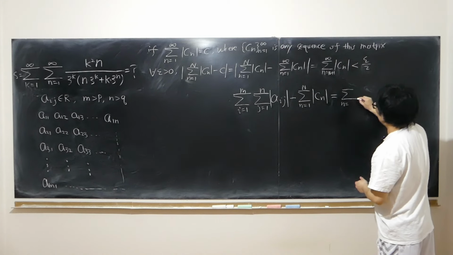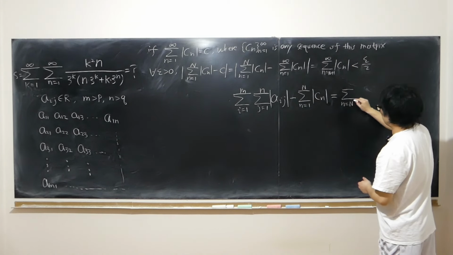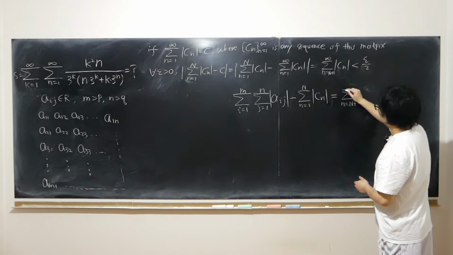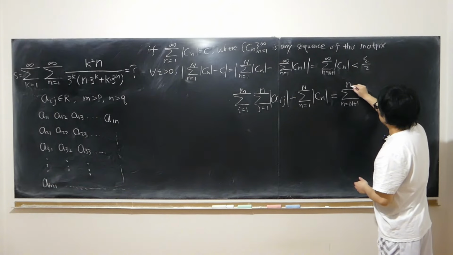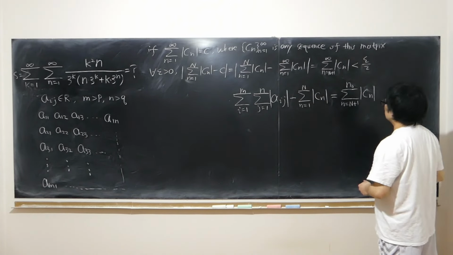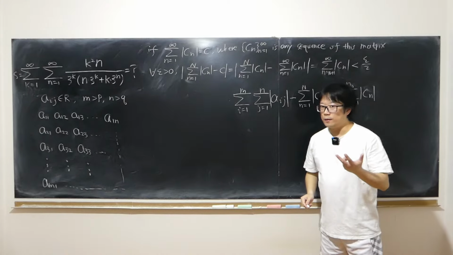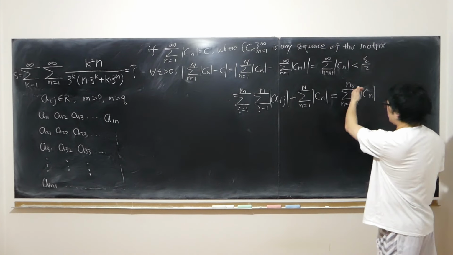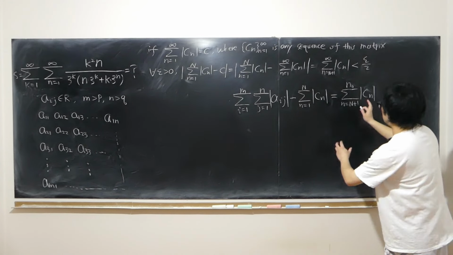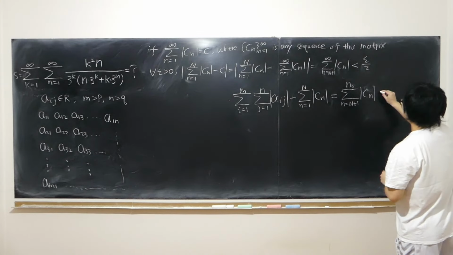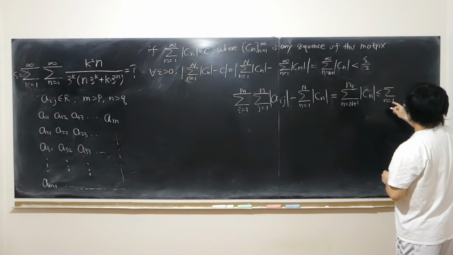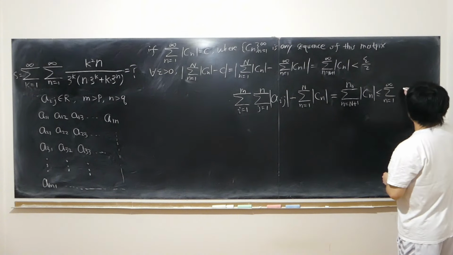n from capital N plus 1, not to infinity, but to some finite n naught. N naught may be 2 million, whatever. It has to be a finite number. So you have finitely many terms here, which must be no larger than the sum over n from 1 to infinity.